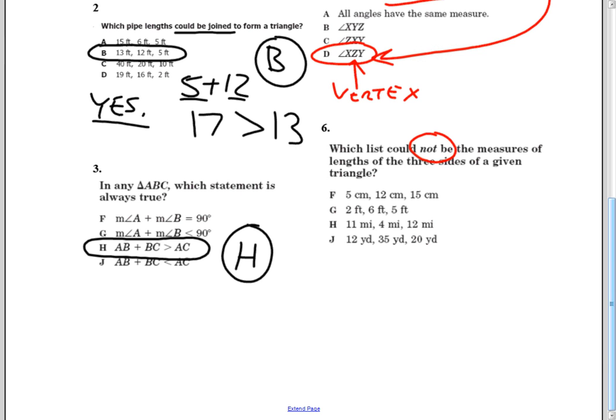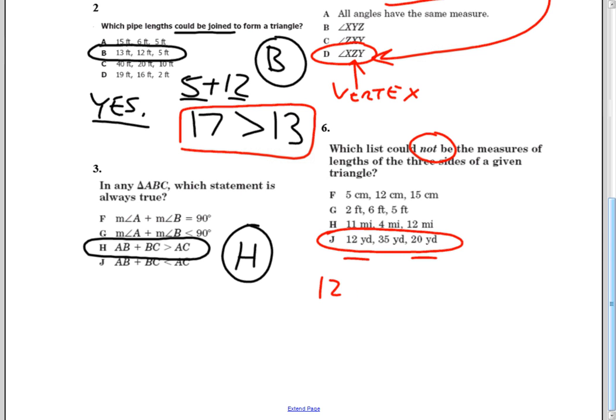If you look back at number 2, if it works, then the 2 small sides are greater than. So we want something where it's not greater than. Julia? Jay? Let's take a look. 2 small sides are 12 and 20. That's 32. Is 32 bigger than 35?